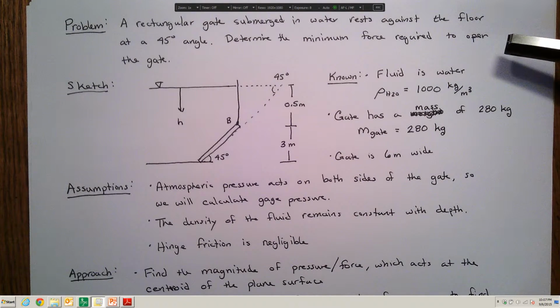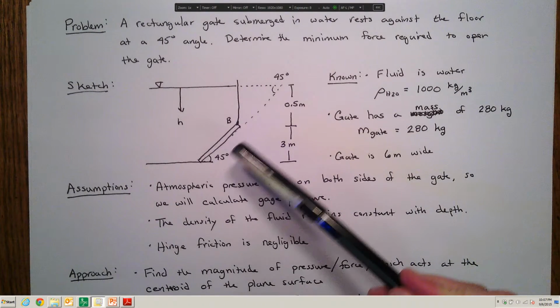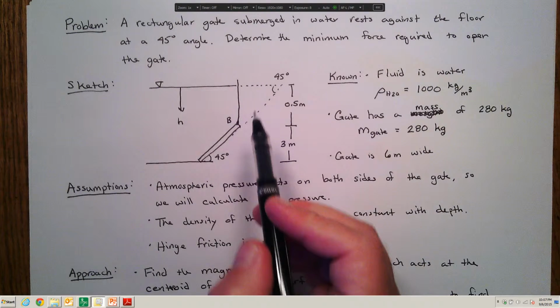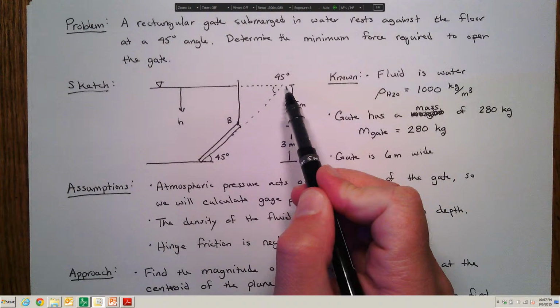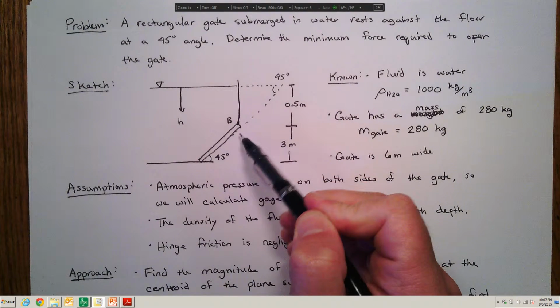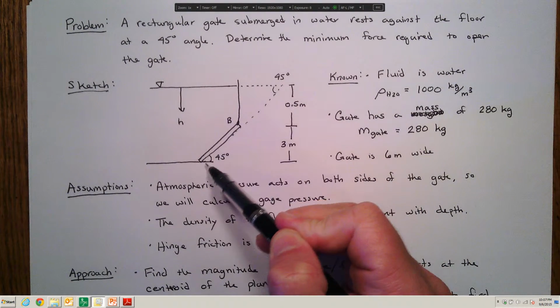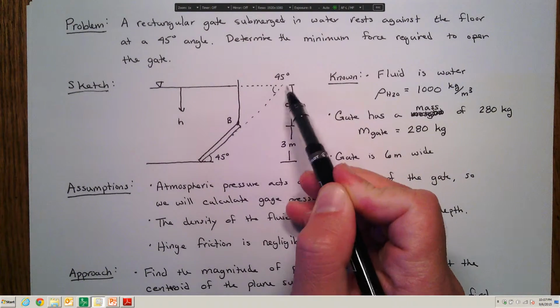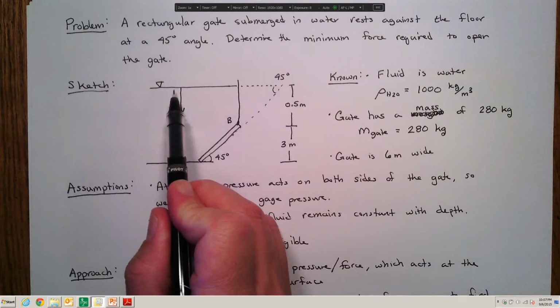The next thing that we need to get in the habit of doing is drawing a sketch. And here I have redrawn this sketch. Also, I have indicated that we are going to need to know for this problem solving method the distance that is in the plane of the plane surface, or in the plane of the gate. And we're going to need to know that distance from the free surface of the water right here.